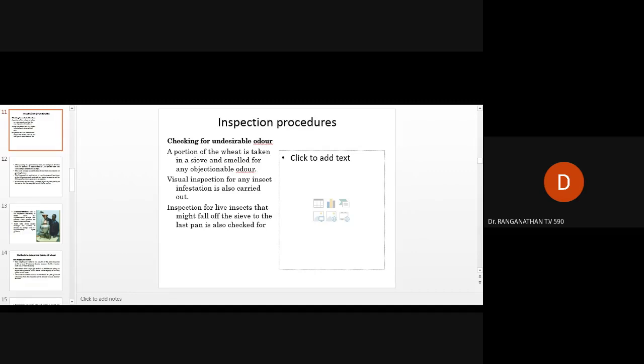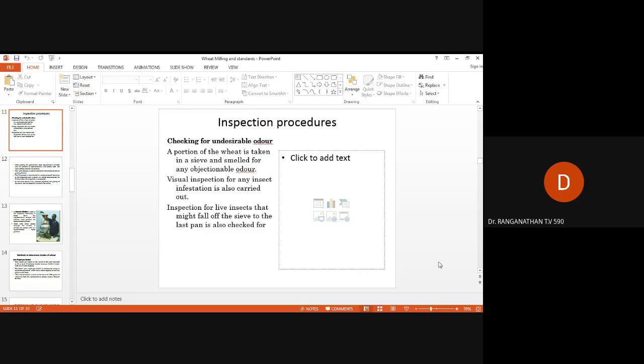Hello? So we studied about the sampling procedure. Okay, so we started with the structure of the wheat kernel and the method for gradation. The first step in gradation is sampling, and this is done by a Boner divider.